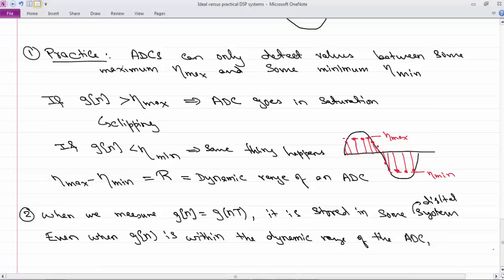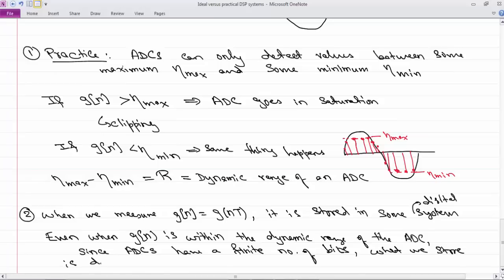And the reason for that is because ADCs have a finite number of bits, or equivalently you can say the system that you are using has only a finite number of bits, so what we store is different than Gn. Okay.